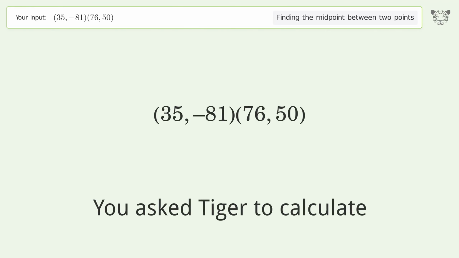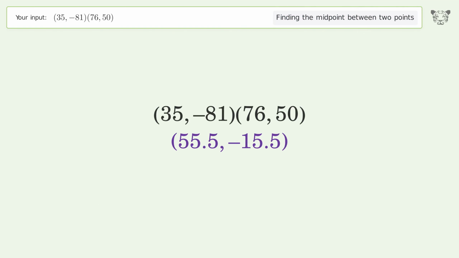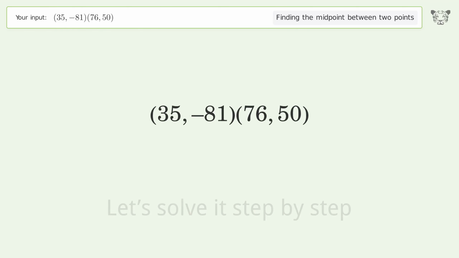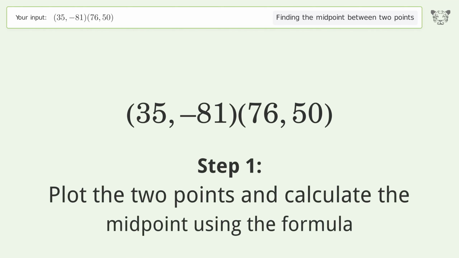You ask Tiger to calculate. This deals with finding the midpoint between 2 points. The midpoint between the 2 points is 55.5, negative 15.5. Let's solve it step by step. Plot the 2 points and calculate the midpoint using the formula.